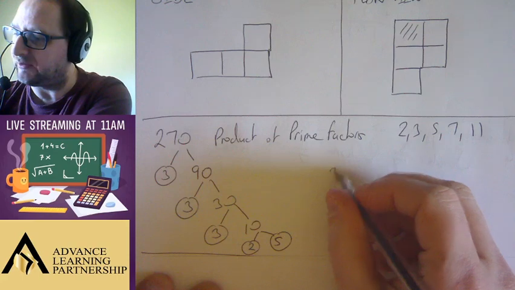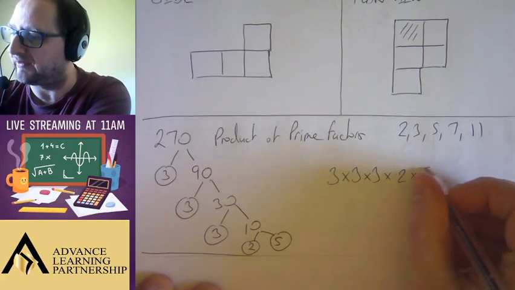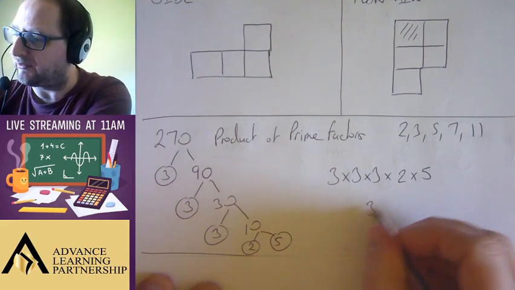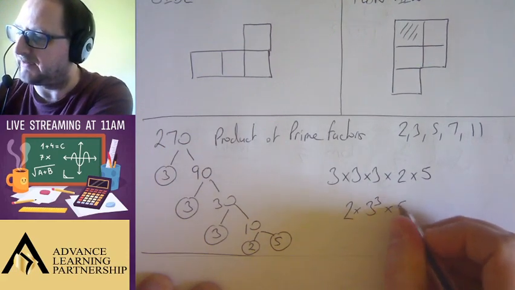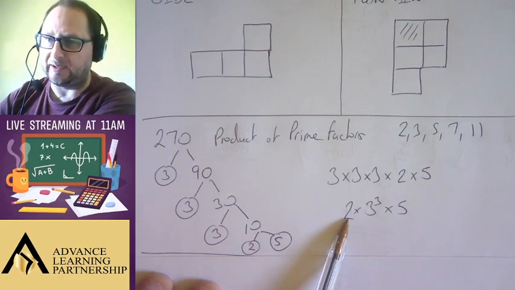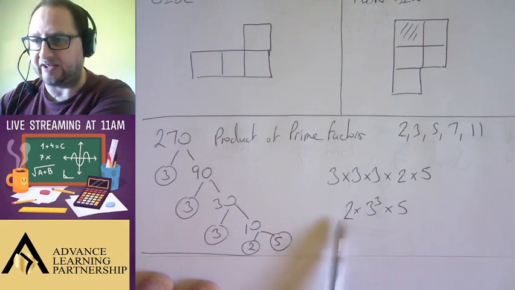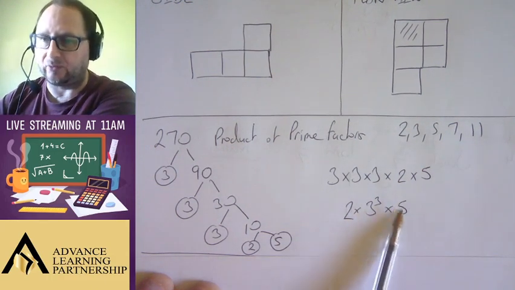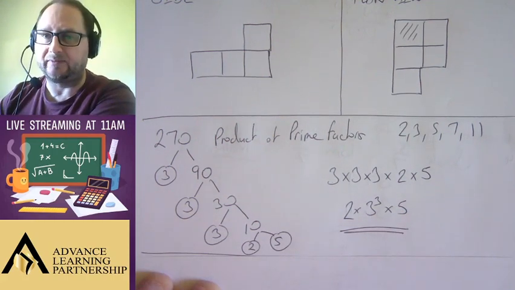So writing this out, I've got 3 times 3 times 3 times 2 times 5. So 3 times 3 times 3 would give me 3 to the power of 3. I can then times it by 2 and times it by 5. I do like to order them. I do like to have my smallest prime number and then my next smallest and my next largest. And if I don't have a 7 and I have an 11, that's fine. I don't write my 7 and I write my 11. But any combination of that, very well done.